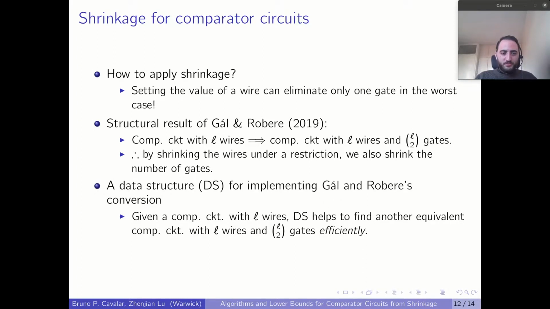We also describe a data structure for implementing Gál and Robere's conversion. In other words, given a comparator circuit with L wires, this data structure helps to efficiently find another equivalent comparator circuit with L wires and L choose 2 gates. And this is used in our satisfiability algorithm, where we store the number of satisfying assignments of all restricted circuits.